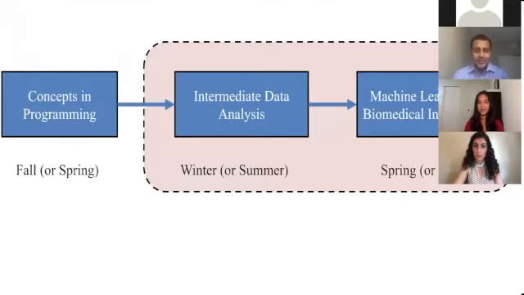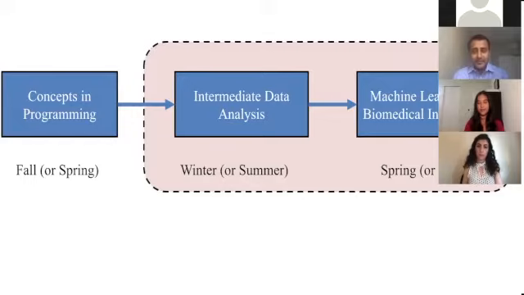I teach two courses. One is called Intermediate Data Analysis, and the second one is called Machine Learning for Biomedical Informatics. Now, the prerequisite for Intermediate Data Analysis is Concepts in Programming. So typically it's a 3-course sequence that you will be taking if you so choose. Incoming students in fall would take Concepts in Programming in fall, followed by Intermediate Data Analysis in winter, and then Machine Learning for Biomedical Informatics in spring.